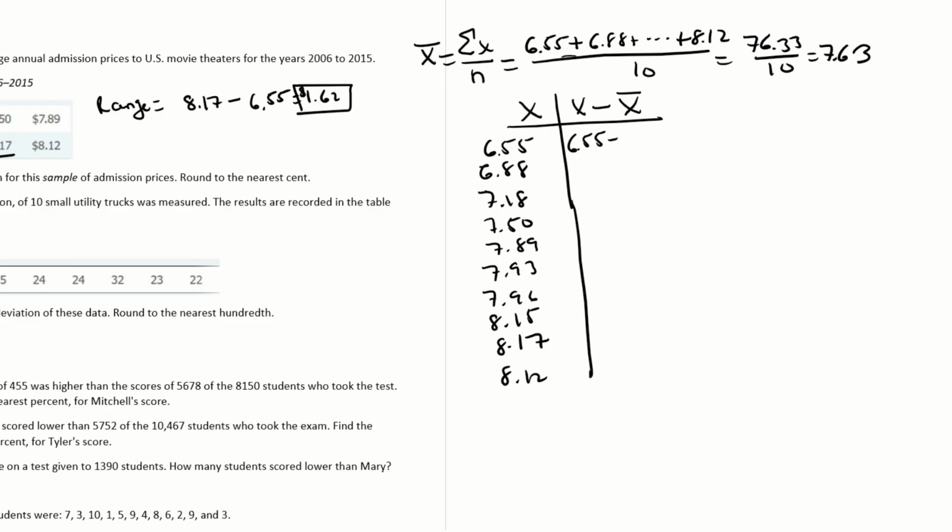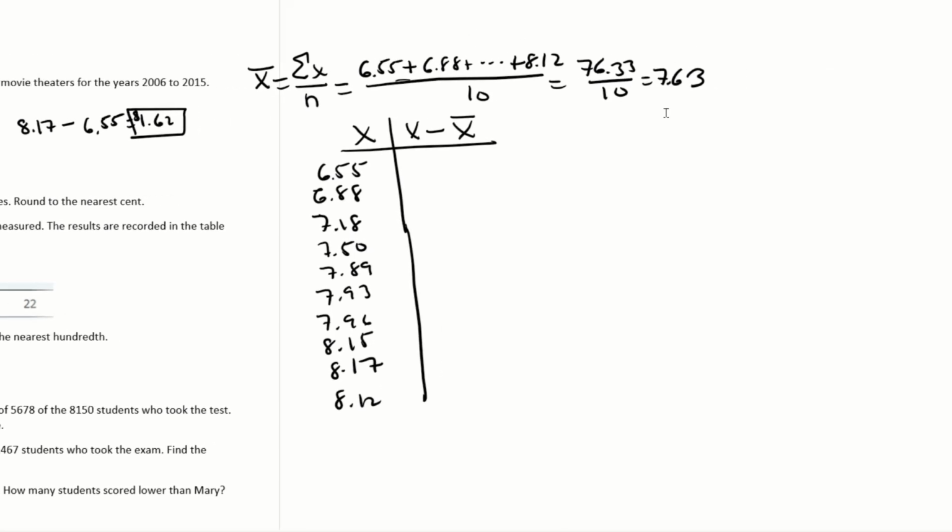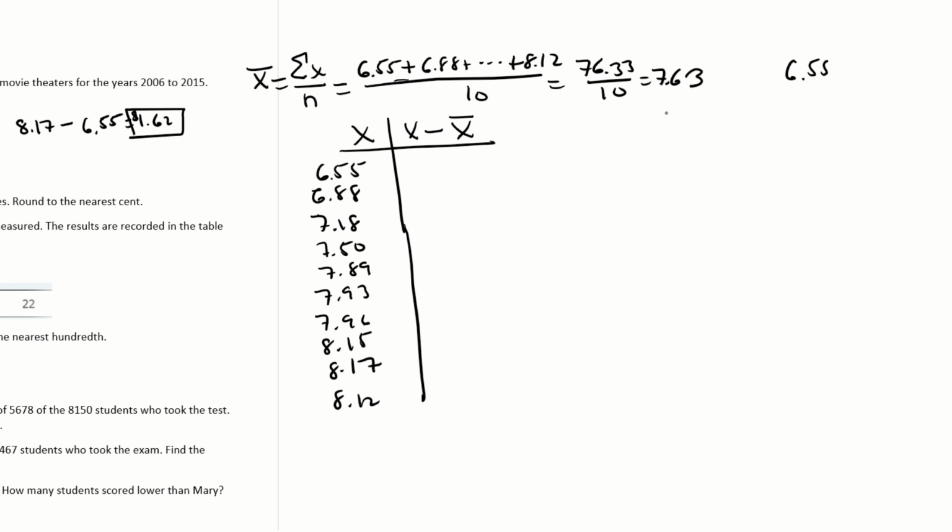I'm going to do that off to the side, just so I don't have too many things going on, but you'll want to show your work for at least the first one. That will give you about negative 1.08 for your difference, and then we keep repeating that. So 6.88 minus 7.63, and so on and so forth. The next one will be negative 0.75, and we'll just keep doing that.